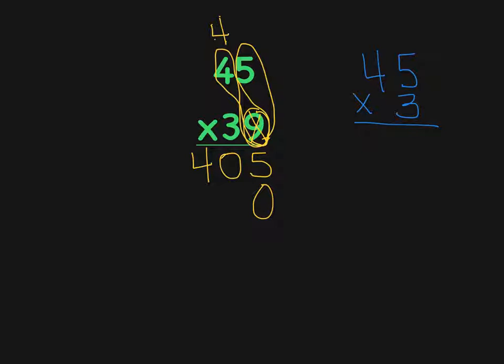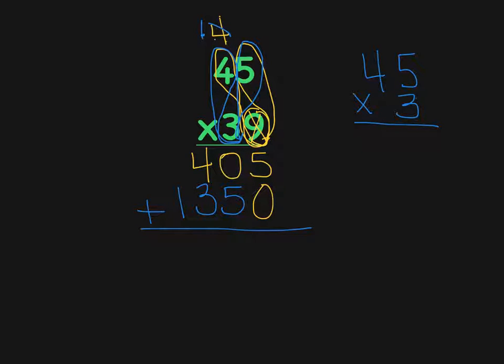So I'll check it there in a second, but right here I'm going to stay in the problem. So I'm saying 3 times 5, which is 15. Put down my 5. And now I'm going to multiply 4 times 3, which is 12, plus 1 is 13. I'm going to put down 13.